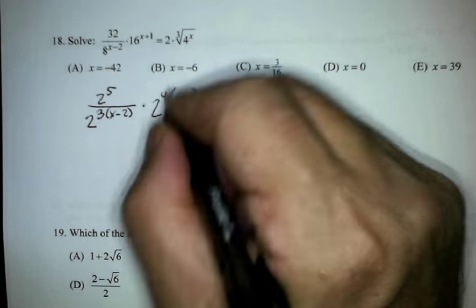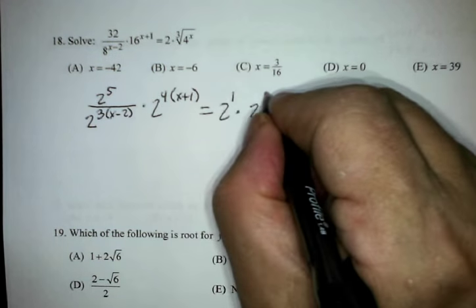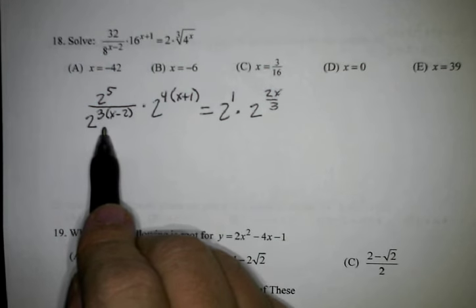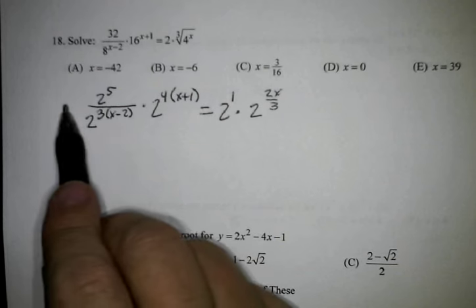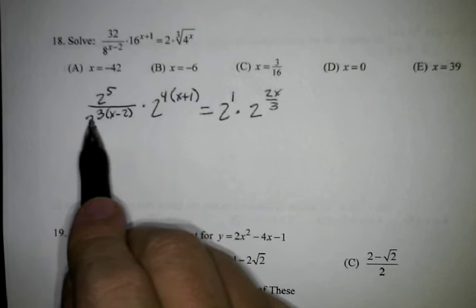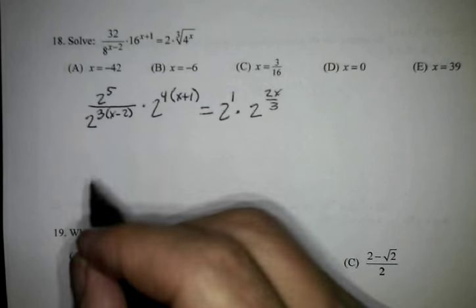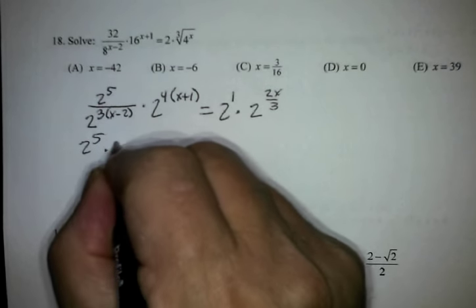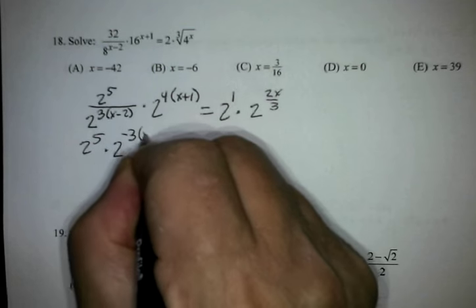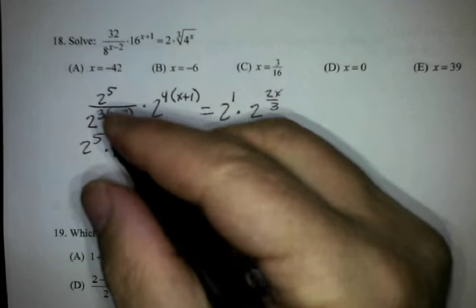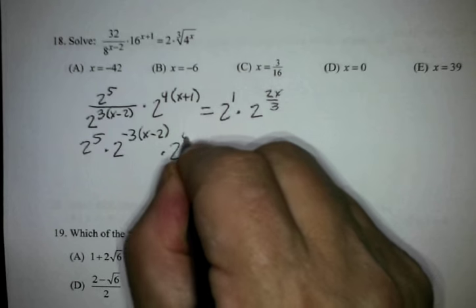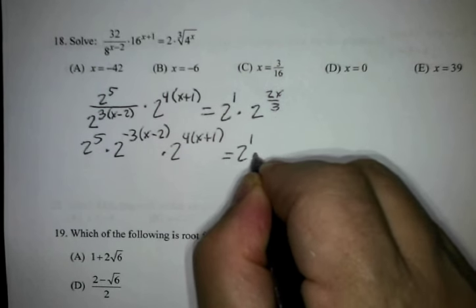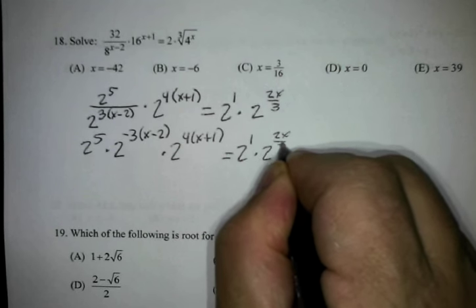And then where radicals, it's going to give us a fraction. So it's 2x over 3. Still got to deal with this guy. Okay, this is the same as 2 to the 5th times 1 over 2 to 3x minus 2. So that means I've got 2 to the 5th times, I'm going to change this to a multiplication problem, 2 to the negative 3x minus 2 times 2 to the 4x plus 1, 2 to the first, 2 to the 2x over 3.